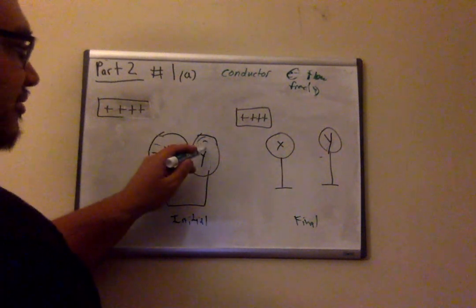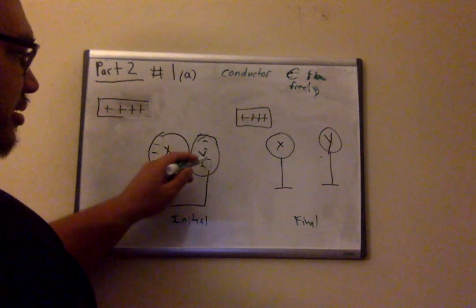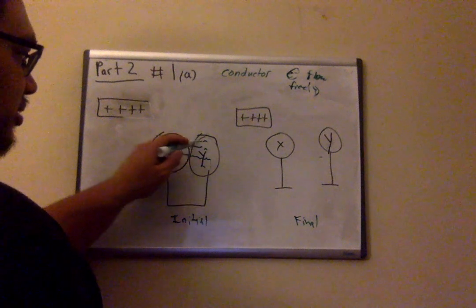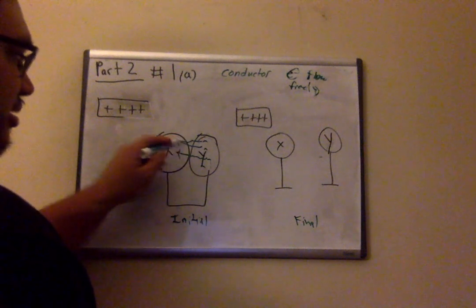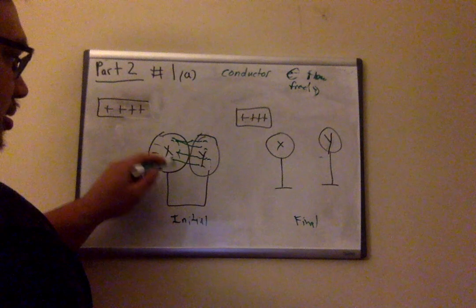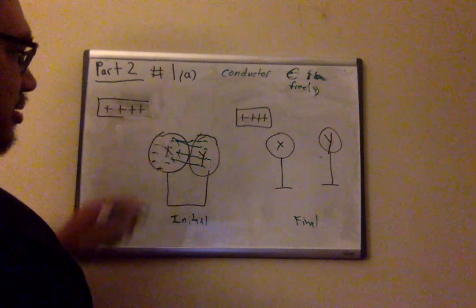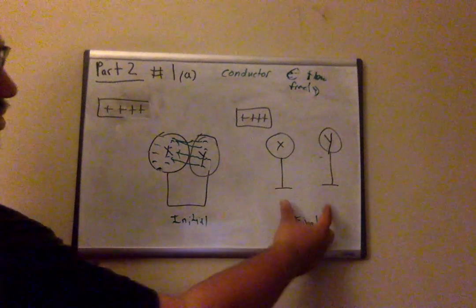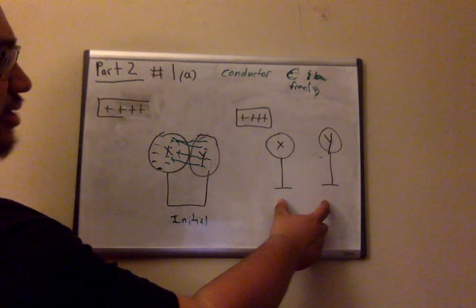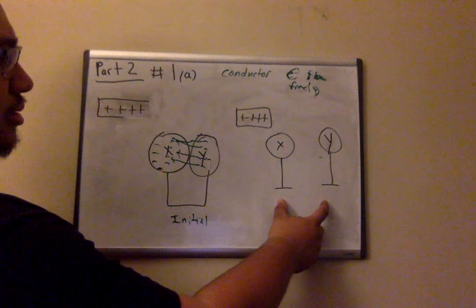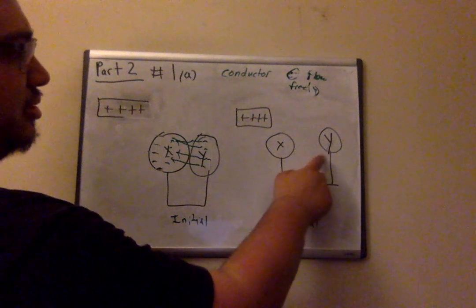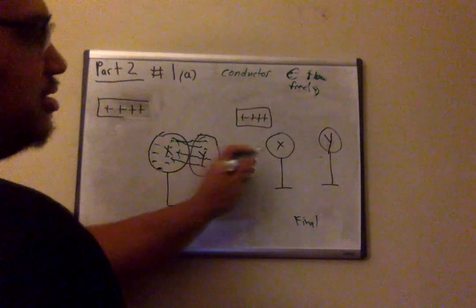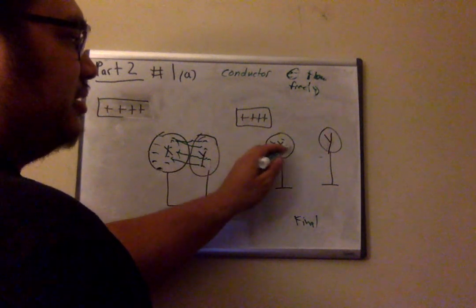And so you'll have electrons here, and they'll be moving across, because they're touching, onto this ball. Well, once you separate the two spheres, the electrons that traveled here in attraction to this positive charge are going to still be on here.